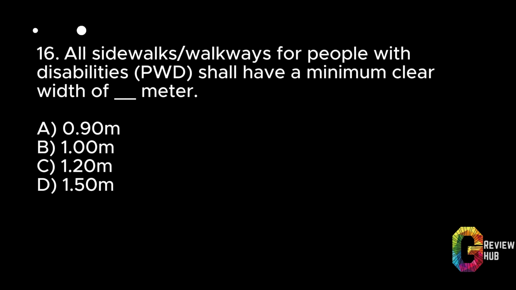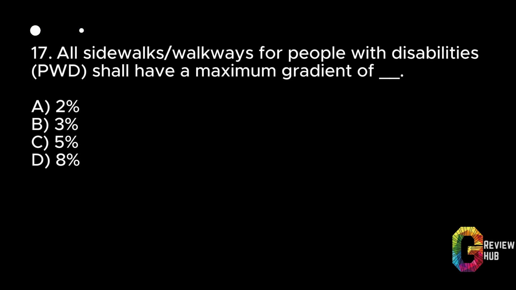16. All sidewalks and walkways for people with disabilities, PWD, shall have a minimum clear width of blank meter. A. 0.90 m. B. 1.00 m. C. 1.20 m. D. 1.50 m. Answer: C. 1.20 m.